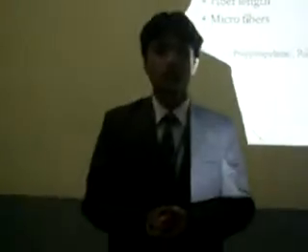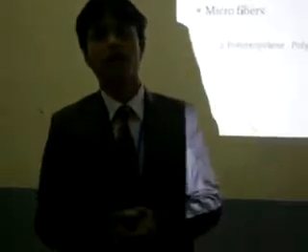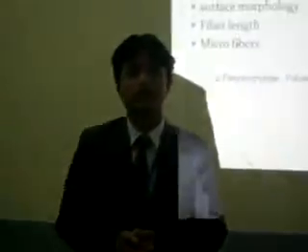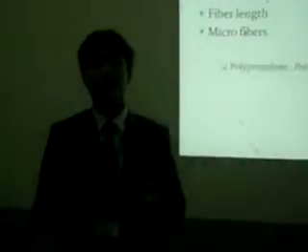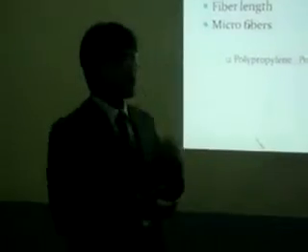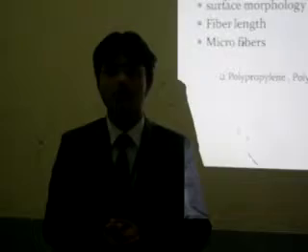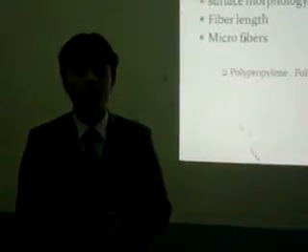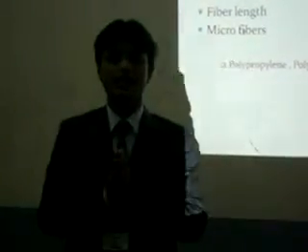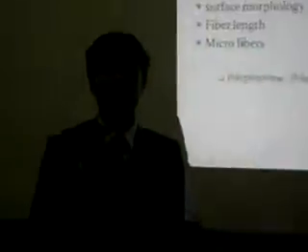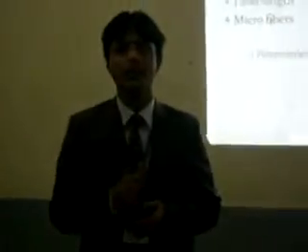Fiber length also influences the barrier properties of the fabric. Shorter fibers are more effective in preventing the transmission of small particles than longer fibers. Microfibers are now used in some gowns and drape fabrics. Microfiber is a fiber that has less than 1 denier per filament. Microfiber is the thinnest, finest of all man-made fibers and fabrics.